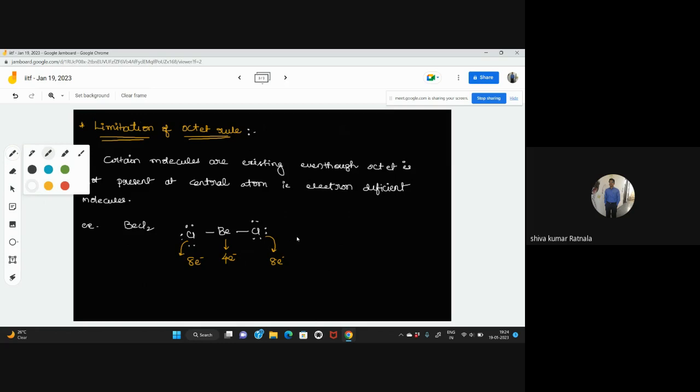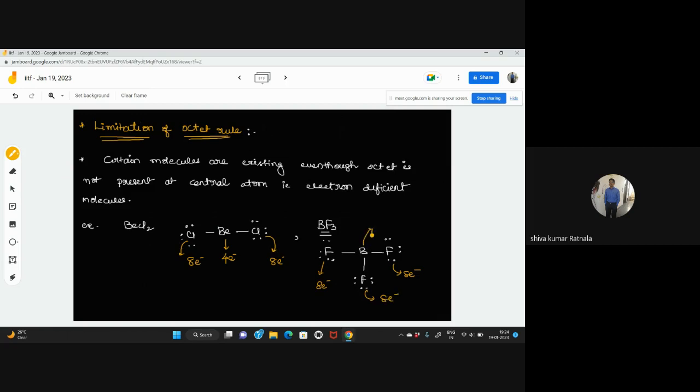Similarly, in case of BF3 also, how will we write? B, F, F, and F. Now see in fluorine, each fluorine has, sorry, not 3 bonds, 3 lone pairs. Now in this one, see fluorine, how many electrons? 8 electrons. Fluorine also 8 electrons here. This fluorine also 8 electrons. Whereas central atom boron, how many electrons are there?